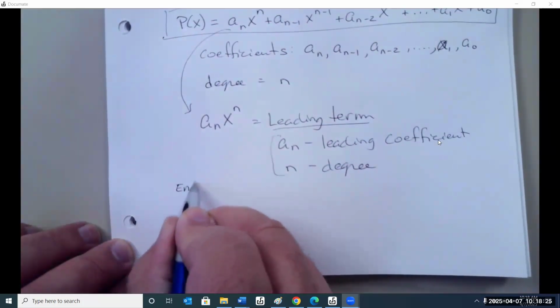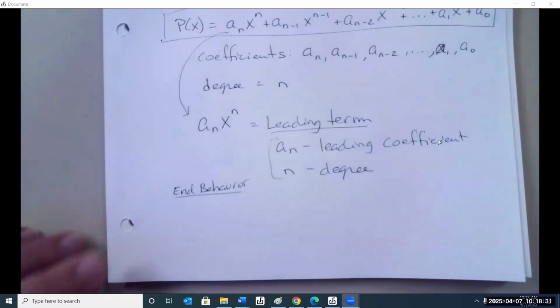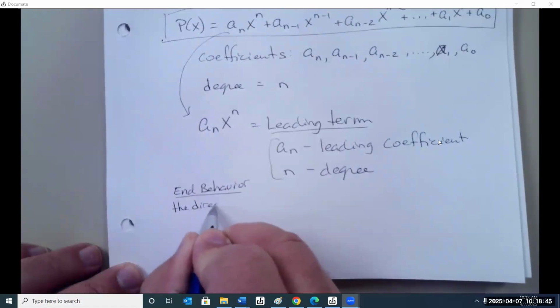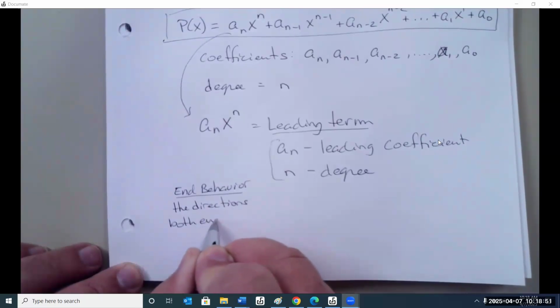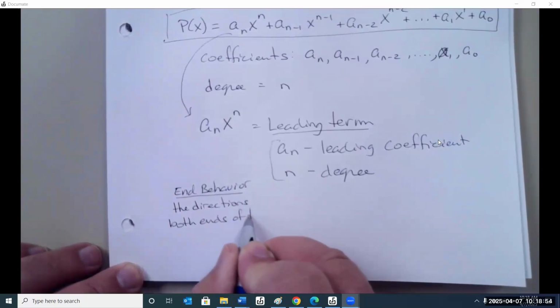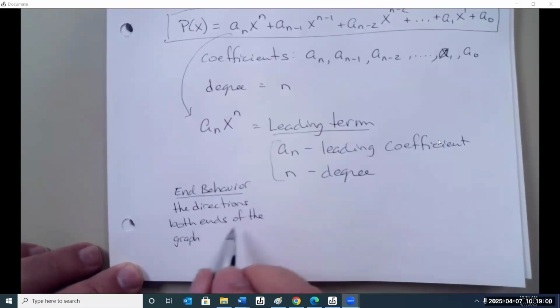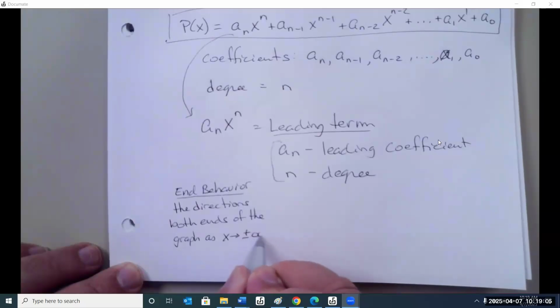What is called end behavior. End behavior defines the directions both ends of the graph will take going to infinity. The directions of both ends of the graph as x goes to positive and negative infinity.